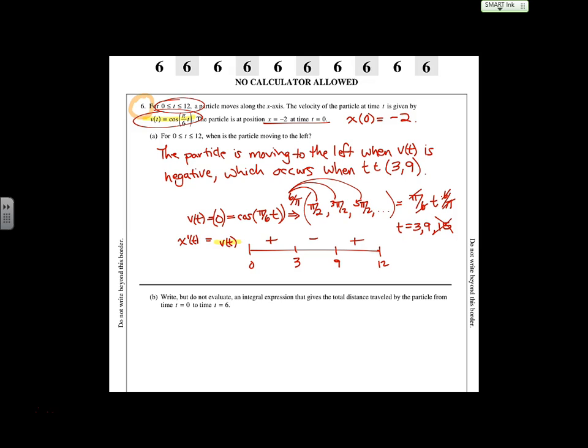Does anybody find a favorite card in there? Yeah, I heard it whispered. Total distance traveled. Good. Absolute value. You're going to go from 0 to 6 of the absolute value of v of t dt. Now be cool. Hold on. You have an expression. But what's the joy of this problem?